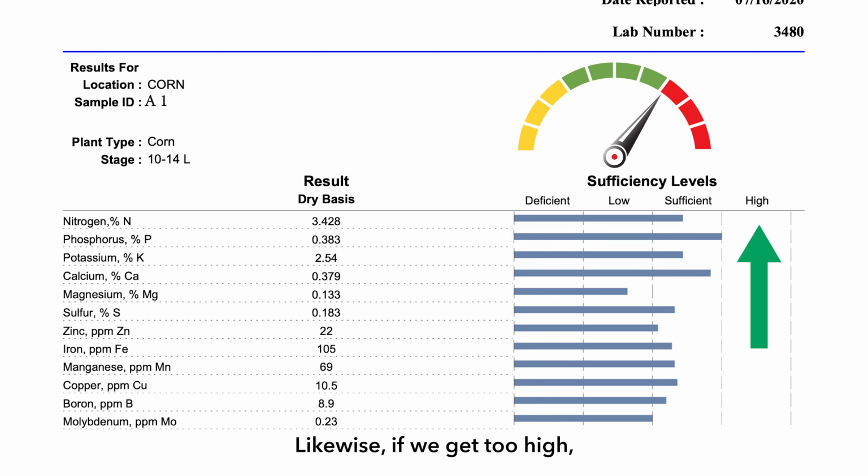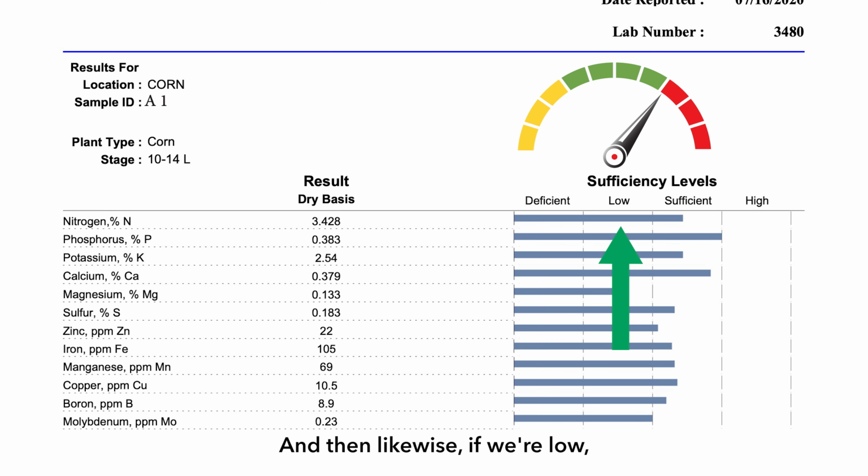Likewise, if we get too high, you're using too much fuel, you're just not really maximizing those resources. And then likewise, if we're low, we're down in the 40%, we know that we don't have enough fuel coming into the crop, so we know we're going to wind up short in the end. We're going to lose steam as we get to the end.